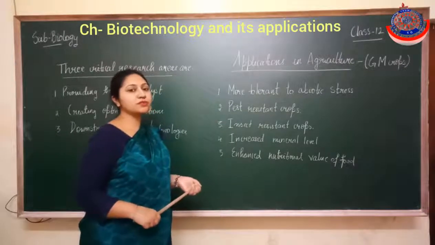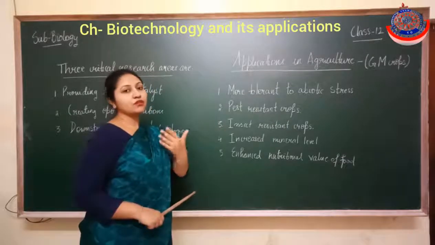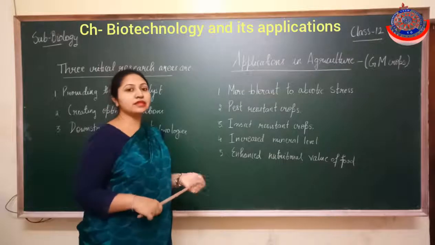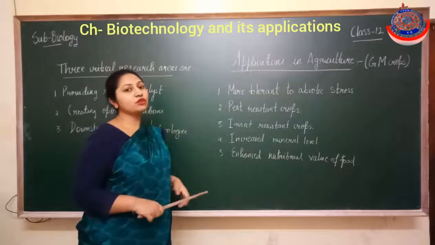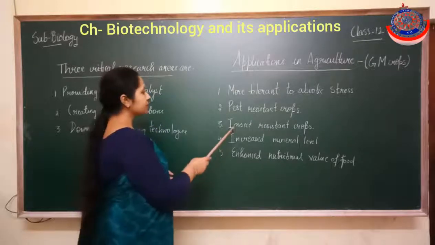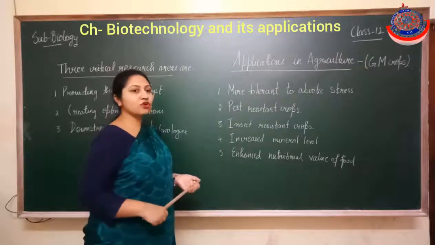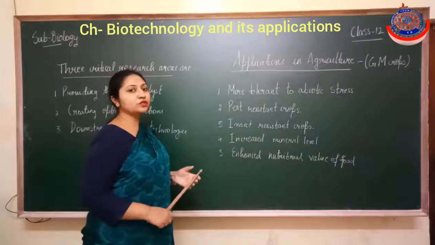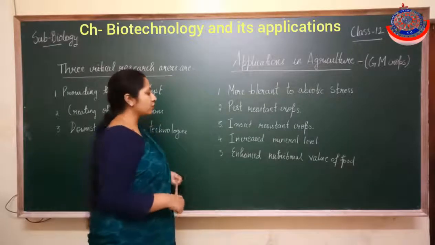Pest resistant crops means that we can produce such kind of crops which show resistance against the pest, and then that pest will not be able to attack that particular plant. Next, there are insect resistant crops. Similarly, the insects are not able to attack that particular resistant variety of crops.